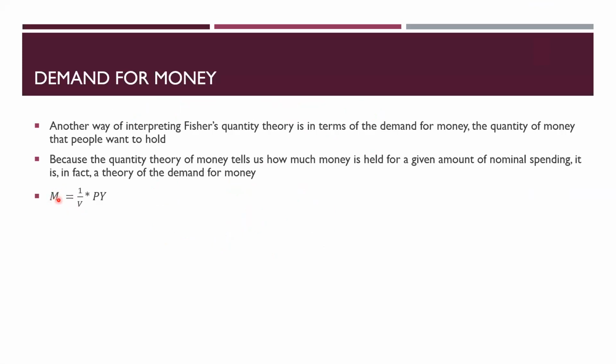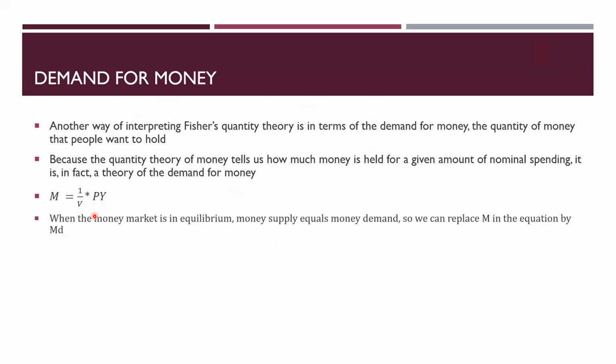This is the amount of money that the economy is willing to hold at any given time in a particular year. So that being said, when the money market is in equilibrium, money supply equals money demand. So we can relate M in the equation to MD. In actual sense, if this is our money supply in the economy, in equilibrium we know that money supply is exactly the same as money demand. So we can substitute this M and convert it into MD, because at equilibrium, money supply is exactly the same as money demand. So the velocity is assumed to be a constant, okay?